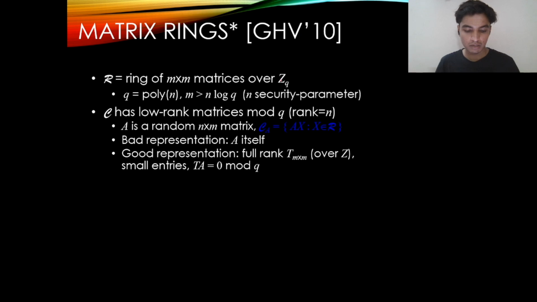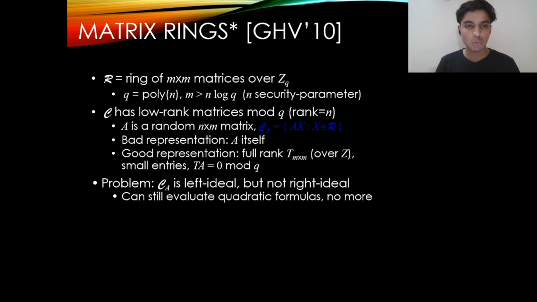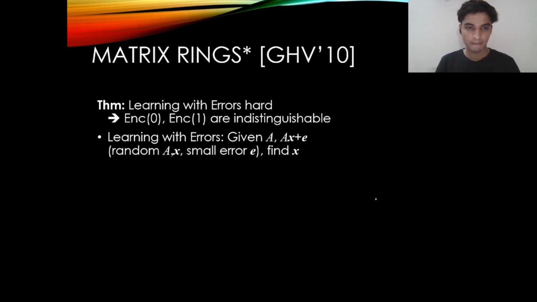Matrix ring, additive construction. R is the matrix ring over Z_Q. The encryption space is lower rank matrices mod Q, and the secret key T is such that TA is equal to 0 mod Q. This supports limited homomorphic evaluation, such as quadratic forms. So the problem is a left ideal but not a right ideal. Still, it can be evaluated in quadratic formulas.